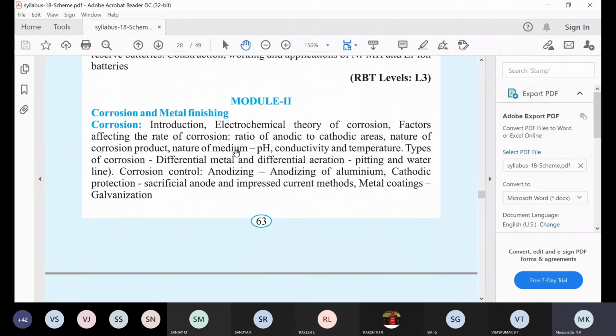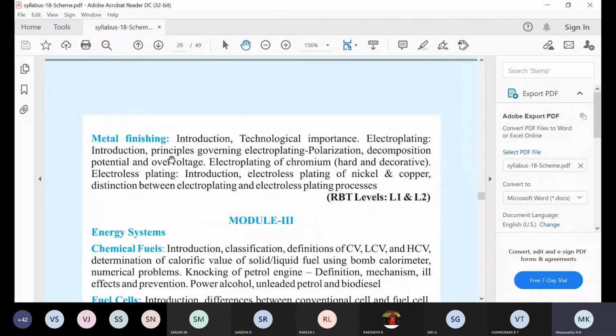Coming to the next unit in module 2, that is metal finishing. Metal finishing is one of the advanced techniques used to improve the technological importance of a metal by depositing one metal on the surface of another metal. In metal finishing, we are going to study the technological importance of the process and the techniques used in it, of which there are two. One is the electroplating process, another is the electroless plating process.